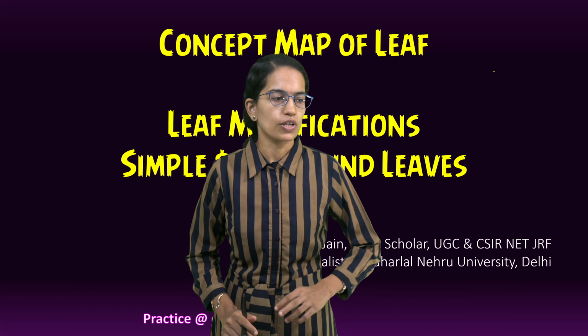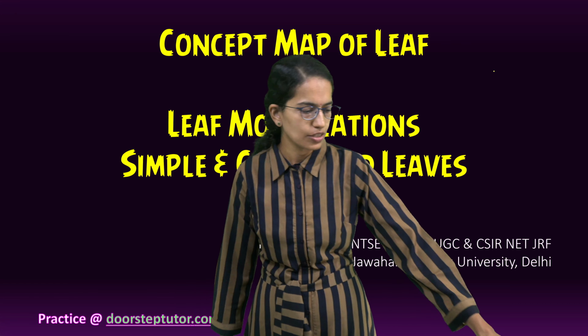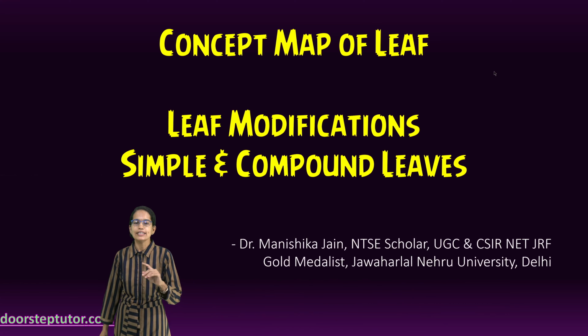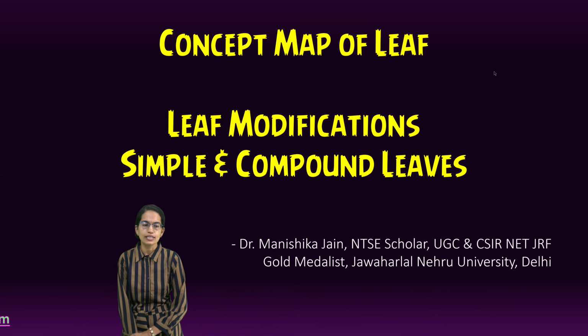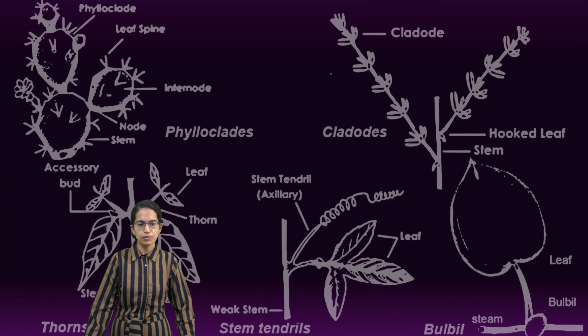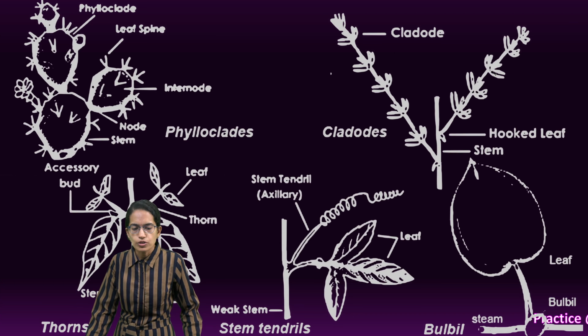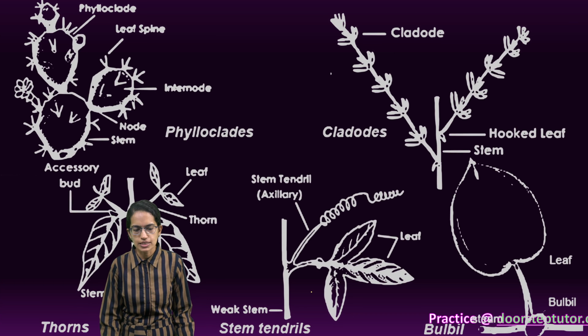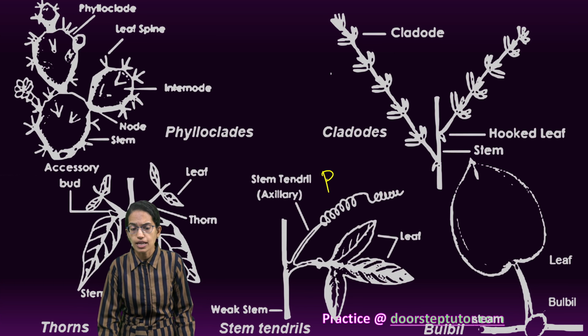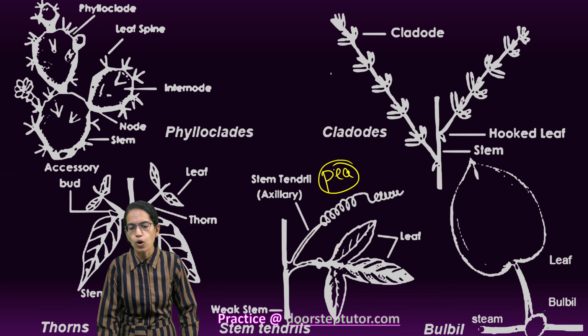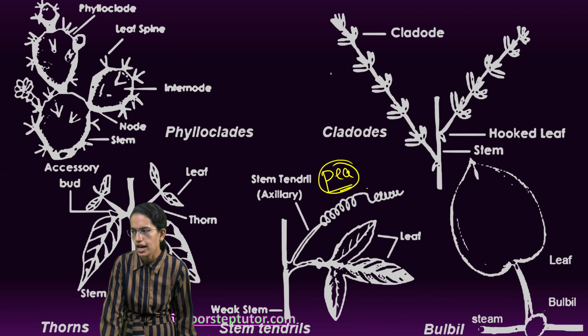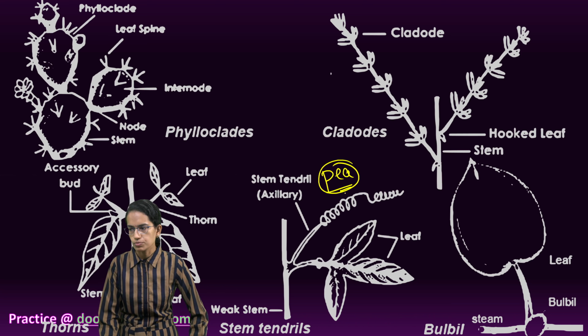In this section of the concept map, we would understand two important things. One is the leaf modifications and then the simple and the compound leaves, the examples for the same. So coming on to leaf modification, the first is tendrils. A good example is Pisum sativum or pea tree, where we have the concept of tendrils.